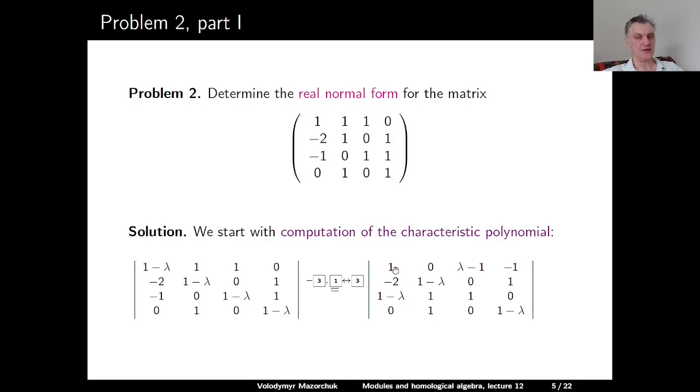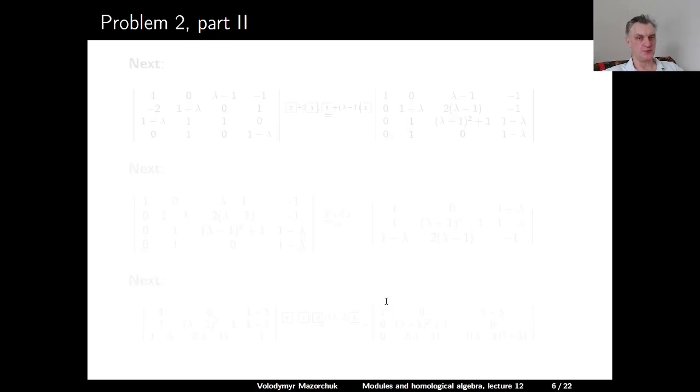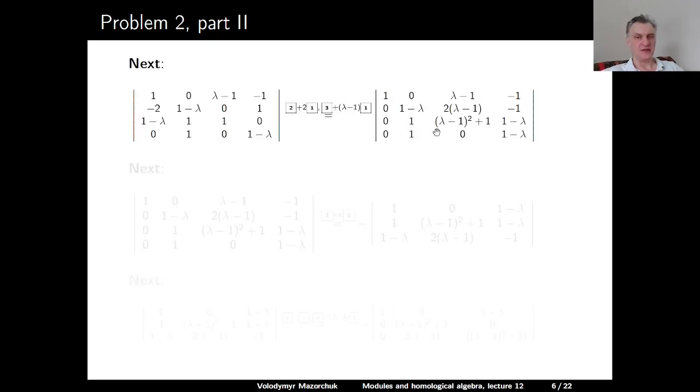So now we can use the elementary row operations and this 1 to eliminate all other elements in the first column. So we add twice the first row to the second row, and we multiply the first row by lambda -1 and add to the third row. So we get the following matrix: 1, 0, lambda -1, -1, 0, 1 minus lambda, 2 times lambda -1, -1, 0, 1, (lambda -1) squared plus 1, 1 minus lambda, 0, 1, 0, 1 minus lambda.